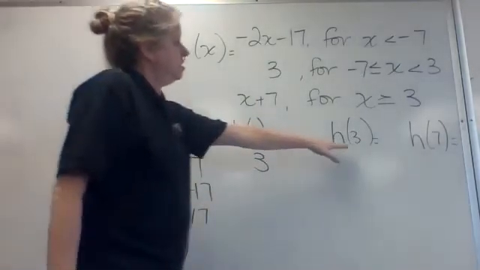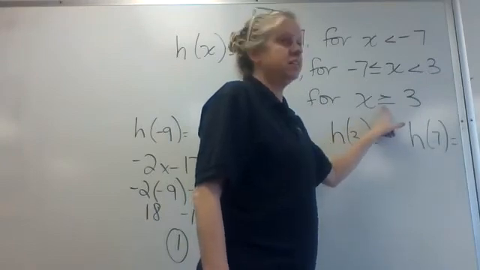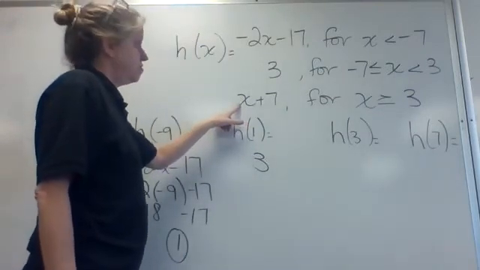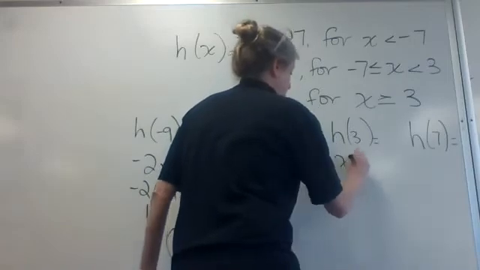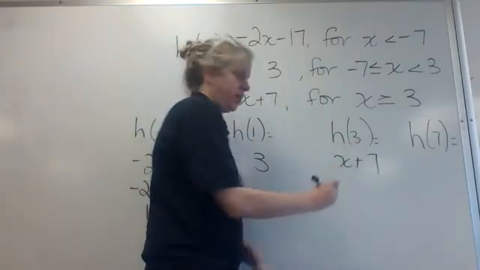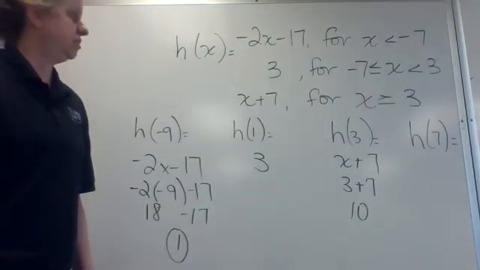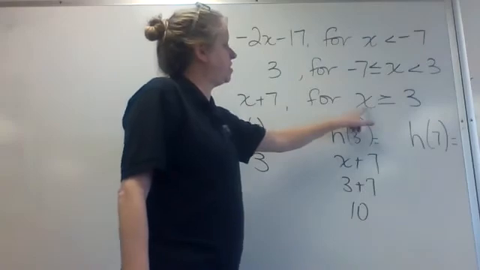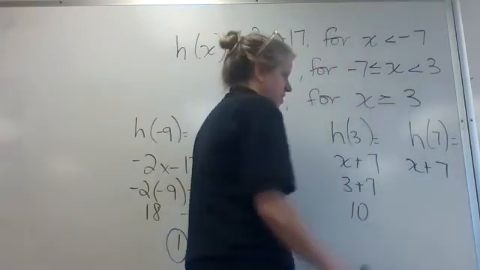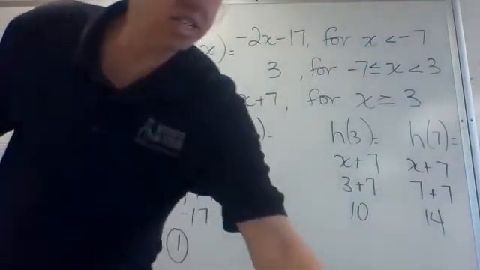h of 3. I see 3 in both, or 2 of them, which means look for the equal to bar, which means it goes in this x plus 7 piece, and replace its x with 3. So I'll have 3 plus 7, which gives me 10. And then my last one, h of 7. 7 is greater than 3, so it also goes in this piece, x plus 7. Replace your x with 7. So 7 plus 7 gives me 14.